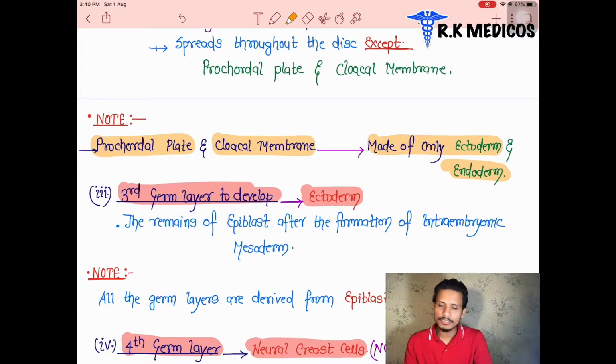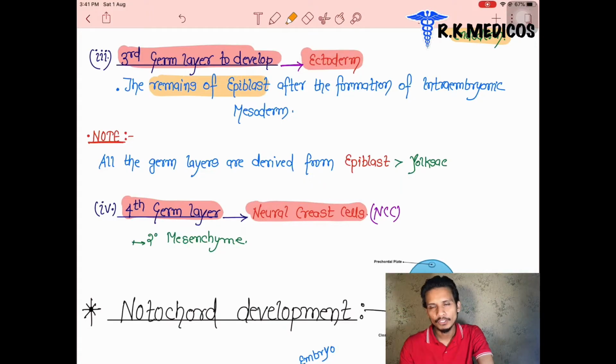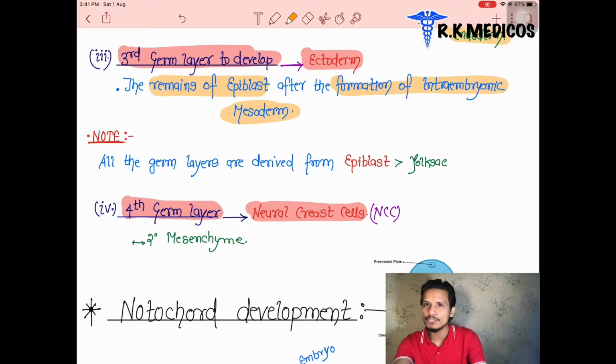Now we are moving towards the third germ layer, that is ectoderm. The ectoderm is formed from the remaining epiblast cells. After the epiblast cells form the intraembryonic mesoderm in the disc manner, the cells left in the epiblast are going to modify and form ectoderm. Simple. So the ectoderm is formed by which cells? Once again, the epiblast cells.